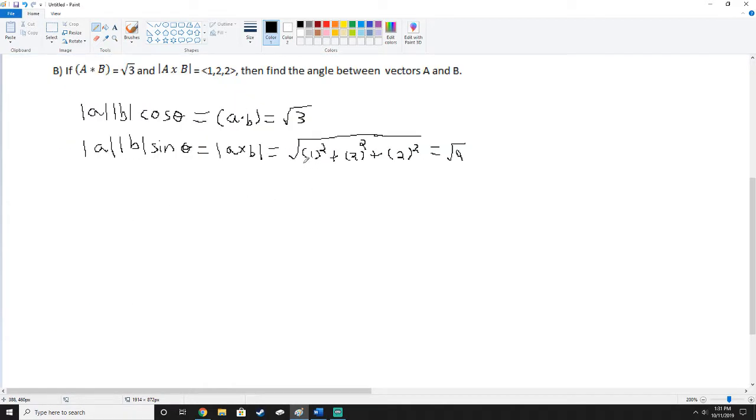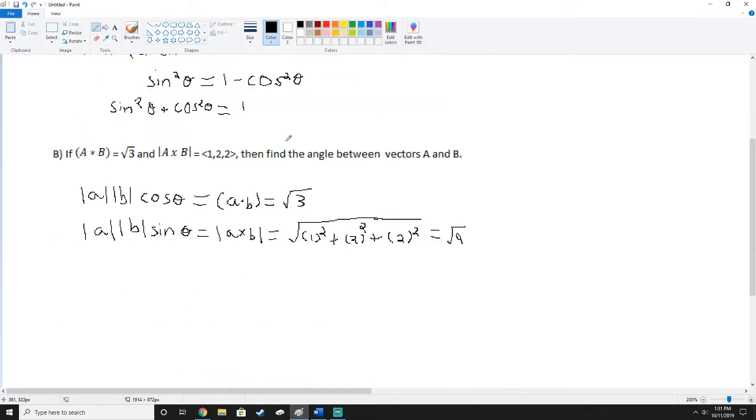Now on to part B, we ask, if the dot product of a and b is equal to the square root of 3, and the cross product of a and b is equal to the vector with coordinates 1, 2, and 2, let's find the angle between vectors a and b. Taking our definitions that we wrote earlier, we know that the dot product of a and b is the same as the magnitude of a and b times cosine theta. So we'll just write that as square root of 3, like it says in our problem.